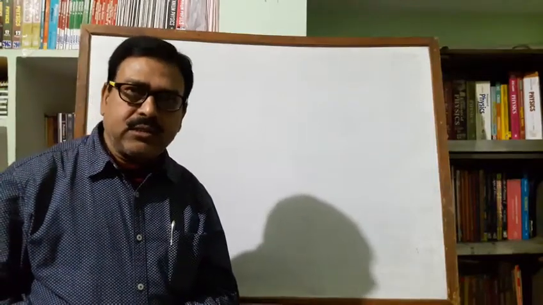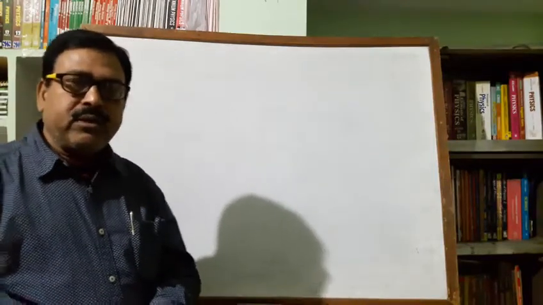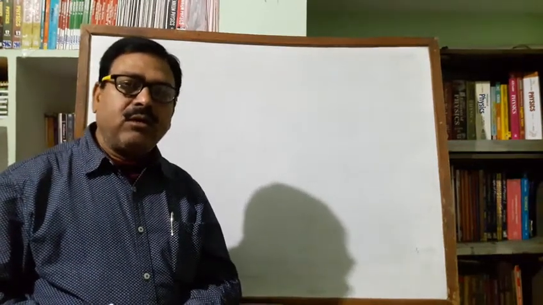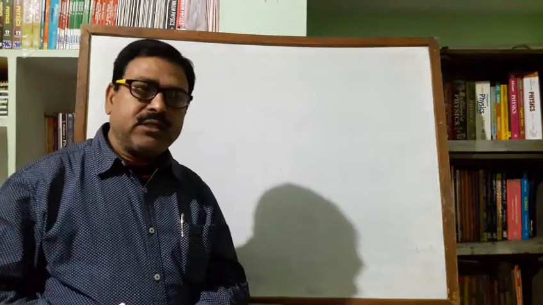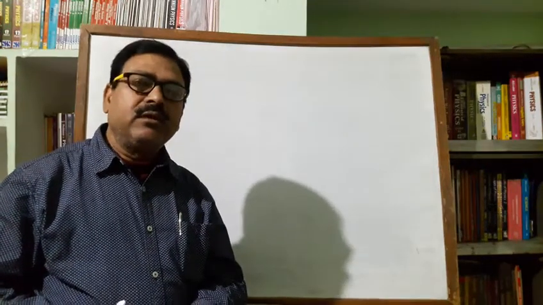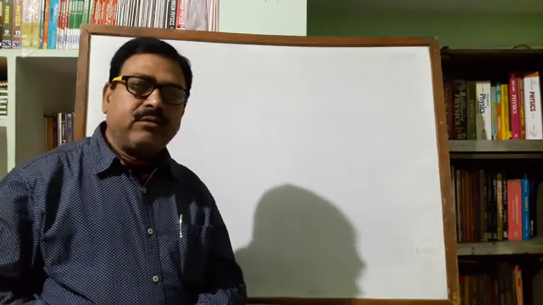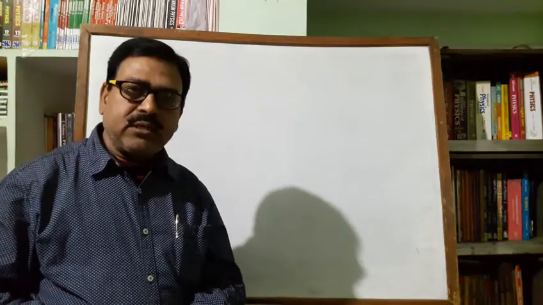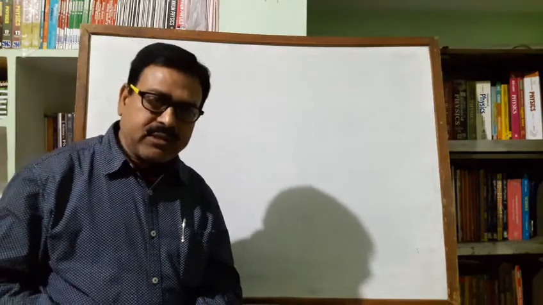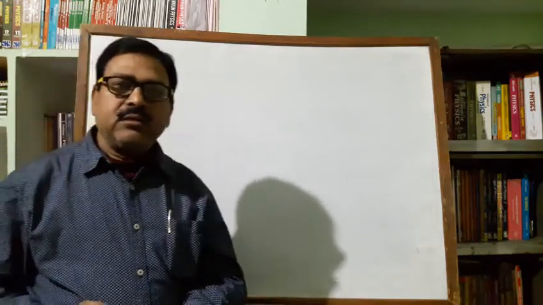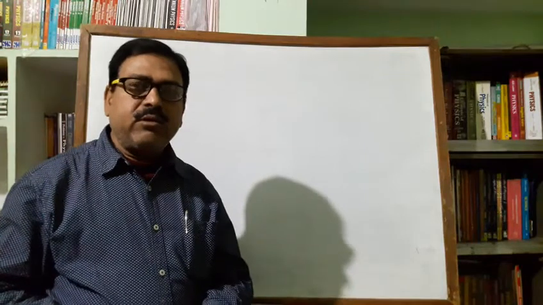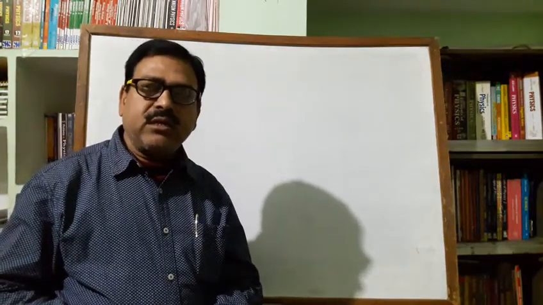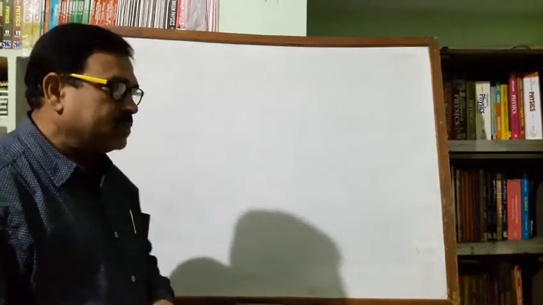Welcome to our classes. In the last class we discussed the sign convention of the ray of light incident on the spherical mirror. We have seen the sign given to the object distance, image distance, focal length and radius of curvature. Today we will study the rules for tracing the ray of light through the spherical mirror. Now let us see.